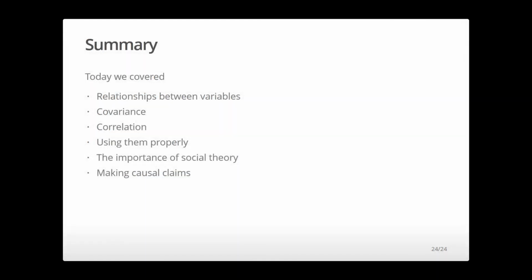Let's summarize and conclude for the day. Today, we talked about the relationships between variables. We discussed covariance and correlation, as well as the appropriate use of these metrics and why social theory is important. We briefly talked about making causal claims on the basis of correlation and why you should avoid it.